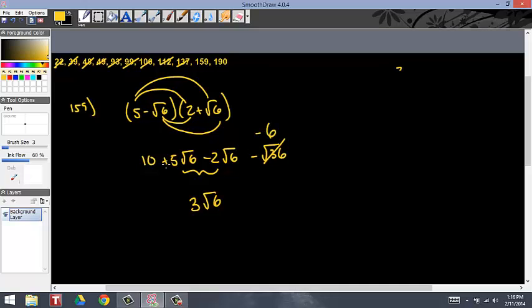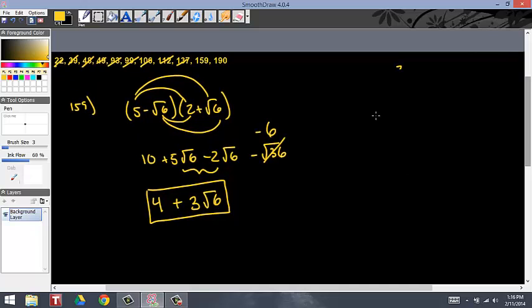So it's negative 6. So all I have to do, the hardest part of this problem really, is 10 minus 6. What is it? Is it really that hard? 4. So that was 159 for you.